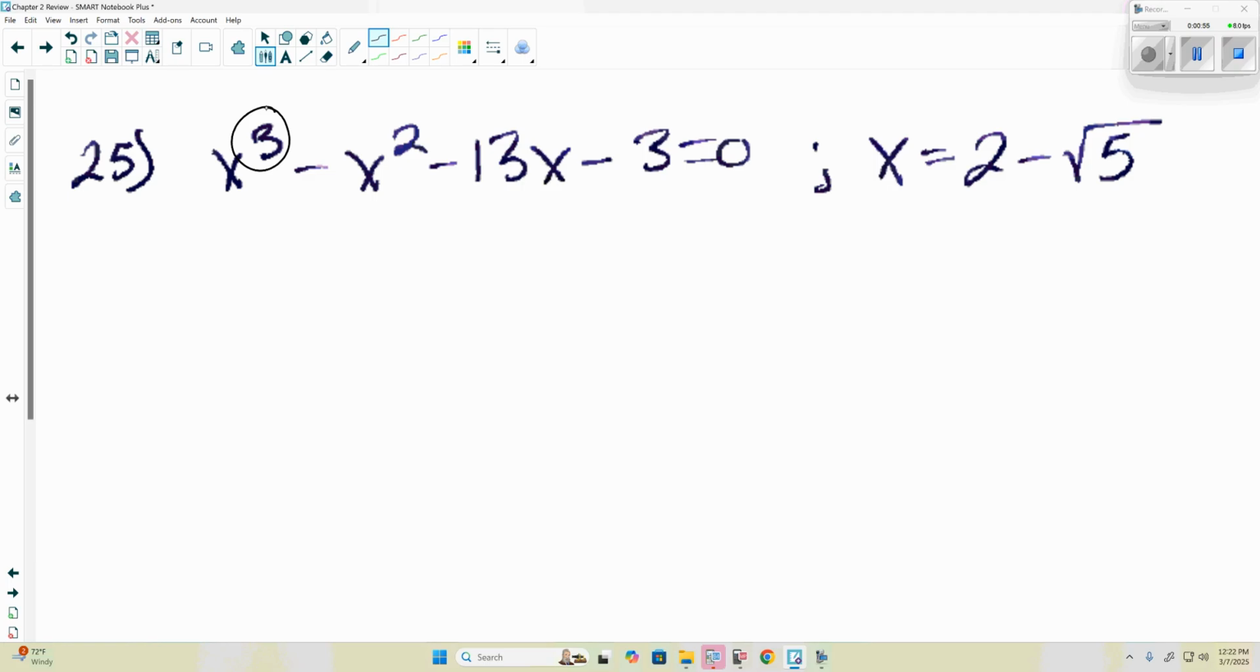The one that we did yesterday, 25: 2 minus the square root of 5 is 1, 2 plus the square root of 5 is 1, so it gave us 2. We just had to find one more.